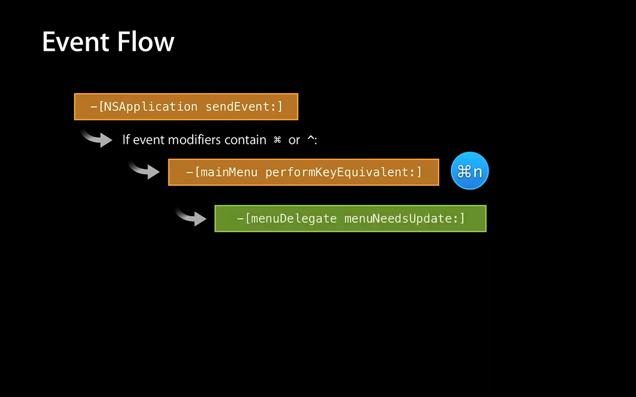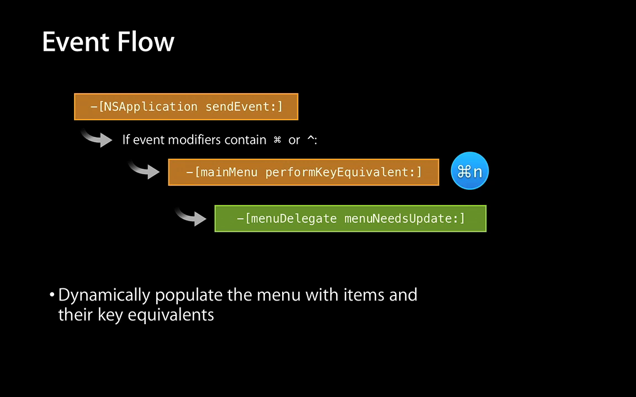Now, a better method to implement is menuNeedsUpdate. This is called not just for key equivalent handling, but also when the menu is opened, when it's searched for accessibility, and when it's searched with Spotlight for help. So it's called in a number of places. Your delegate method should populate the menu with the menu items and their key equivalents. And then the frameworks will actually take responsibility for determining which items match the key equivalent, if any. So the onus is lifted off your application for determining which key equivalents match.